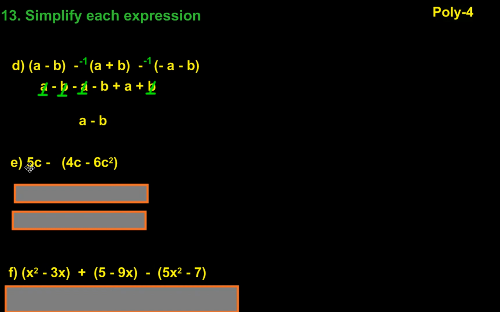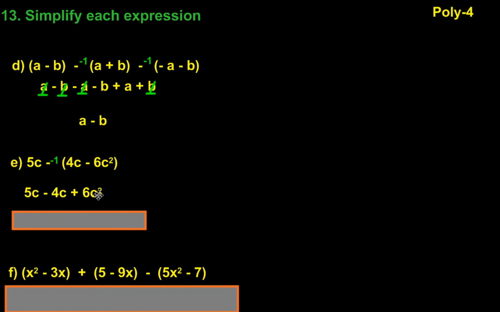For 13e, we have 5c minus 4c minus 6c squared. Again, because I'm subtracting, I need to get the additive inverse. So it's like I'm multiplying by -1. So in this case, I'm going to wind up with 5c minus 4c, because the sign changed, plus 6c squared, because the sign changed. And I can combine these two for 1c, or just c.